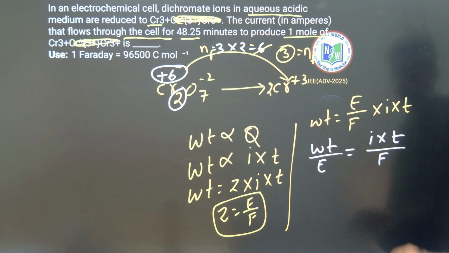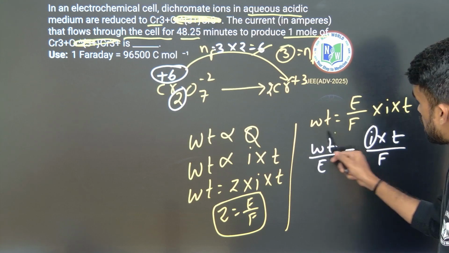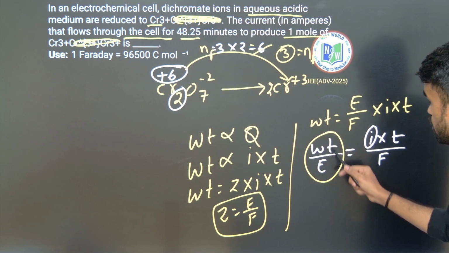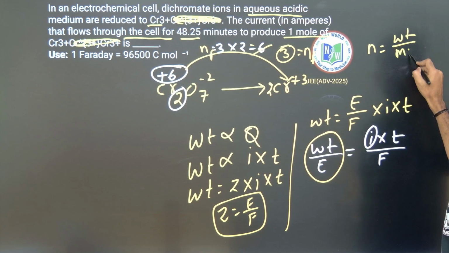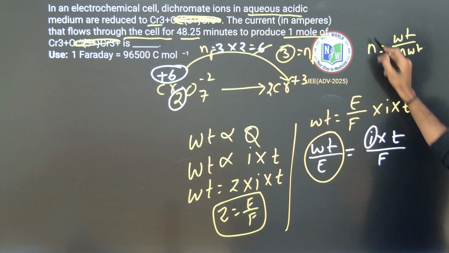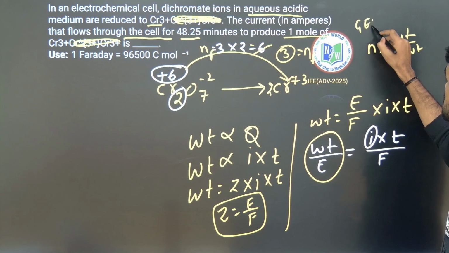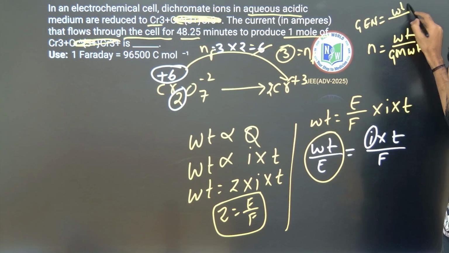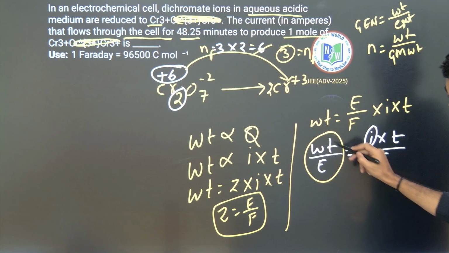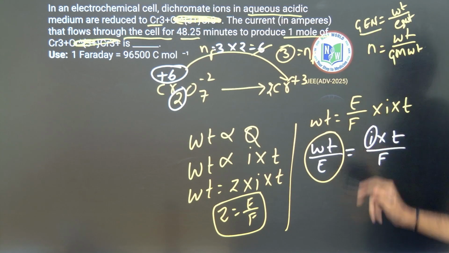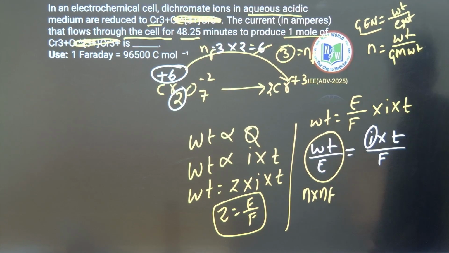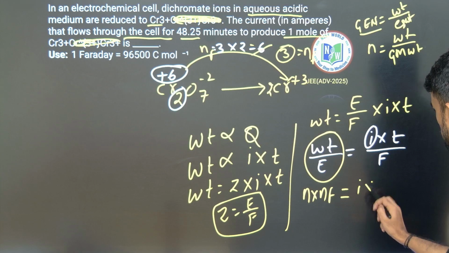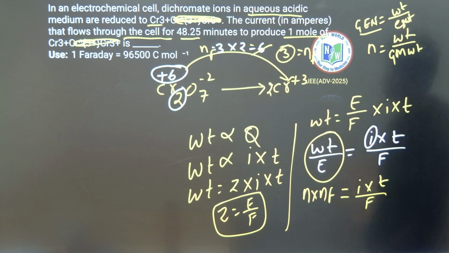Now we need to find this I value. The remaining things we have. See, number of moles means weight by gram molecular weight. Similar to that, we have the number of gram equivalents, that is weight by equivalent weight. Weight by equivalent weight means gram equivalent number, which we can also write as n into n factor, which equals I into T by F.